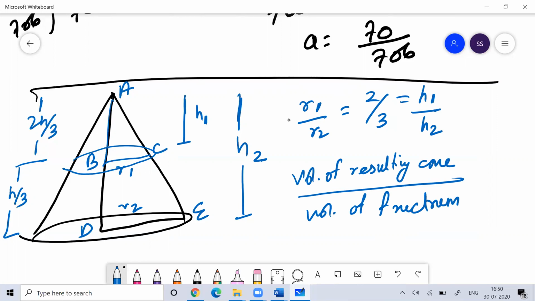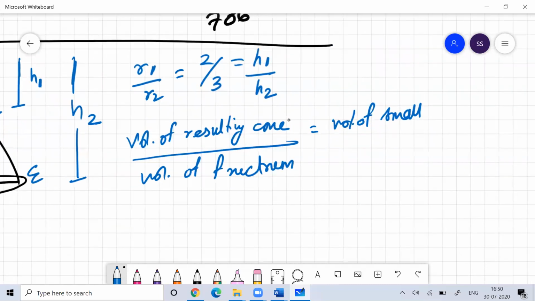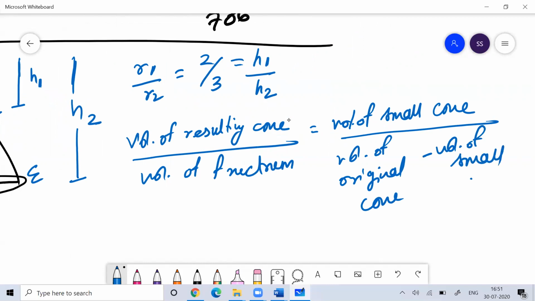The volume of the frustum is nothing but the original volume minus the volume of the smaller cone. So this is the small cone, divided by the volume of the frustum, which is the volume of the original cone minus the volume of the smaller cone. So you understand this now?